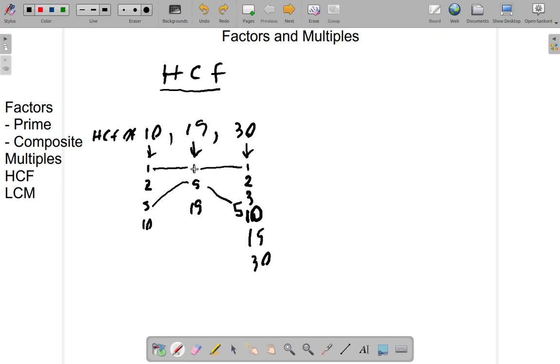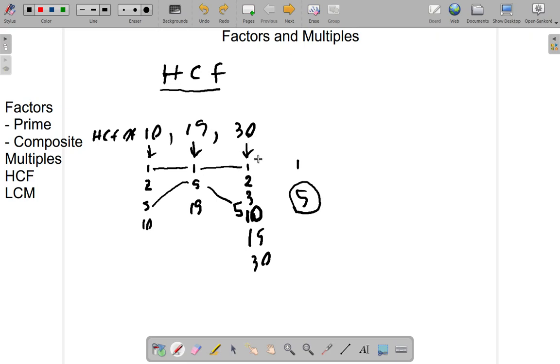Well, we've exhausted them all because any larger number than 10 cannot be a factor of 10. So the common factors here are 1 and 5. Which one is the higher of the two? It is 5. So 5 is the HCF, the highest common factor of 10, 15 and 30.